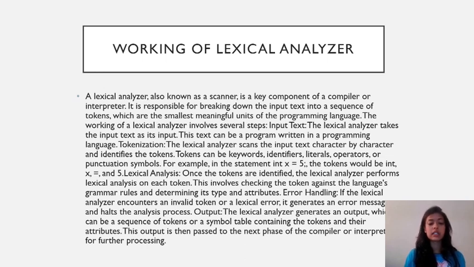Lexical analysis. Once the tokens are identified, the lexical analyzer performs lexical analysis on each token. This involves checking the token against the language's grammar rules and determining its type and attributes. Error handling. If the lexical analyzer encounters an invalid token or a lexical error, it generates an error message and halts the analysis process.